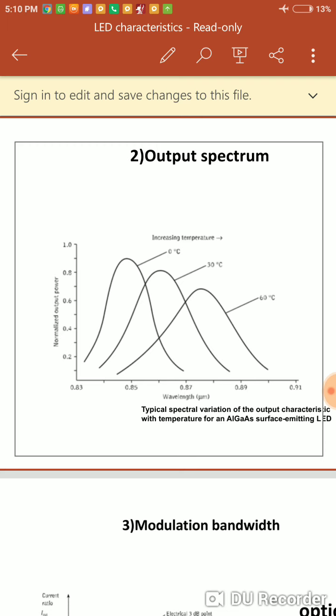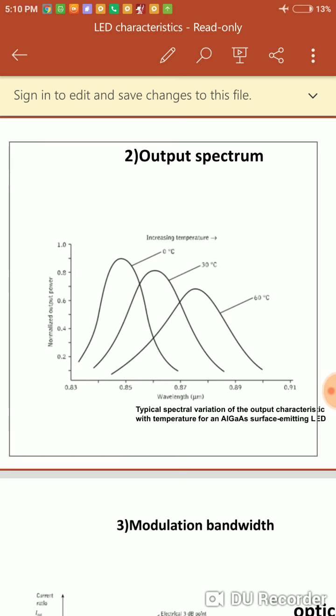Also it is indicating the range of the wavelength. If the output spectrum is wide, it means the range of the wavelength is more and that beam of light is not intense. If the output spectrum is narrow, the wavelength components are less and the beam of light is intense. And as the temperature is increased, the output spectrum gets broadened. That is another point in case of the output spectrum. That is the second characteristic of LED.